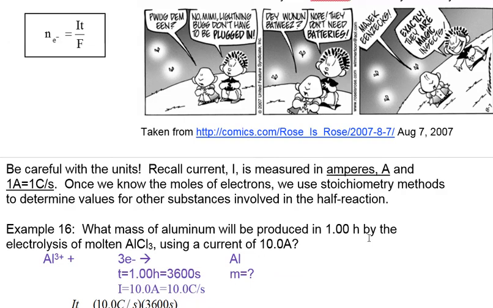So our first example here, if we look at what we have, what mass of aluminum is produced. So our half reaction that we're concerned with is the aluminum. Now, is that the only thing going on here? No.